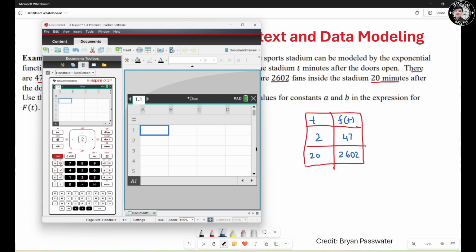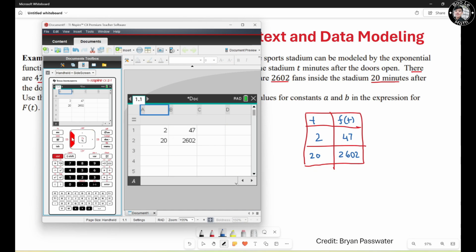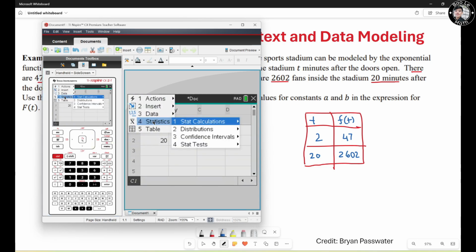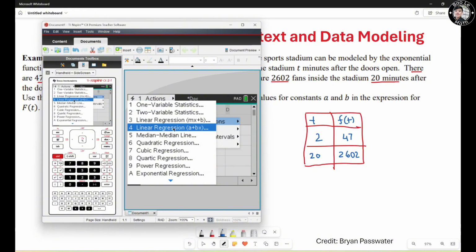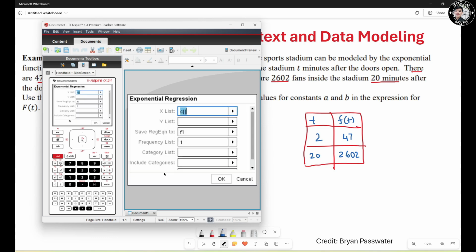So I'm going to input the values right here. I need to move up to name the columns, right? So right here, I'm going to name this the S column, and this one should be Y. All right. So I move my rectangle to the plane right here, okay? And then I'm going to hit menu, number 4, statistics, calculations, and then it should be exponential regression. So I'm going to move to A right here, exponential regression.